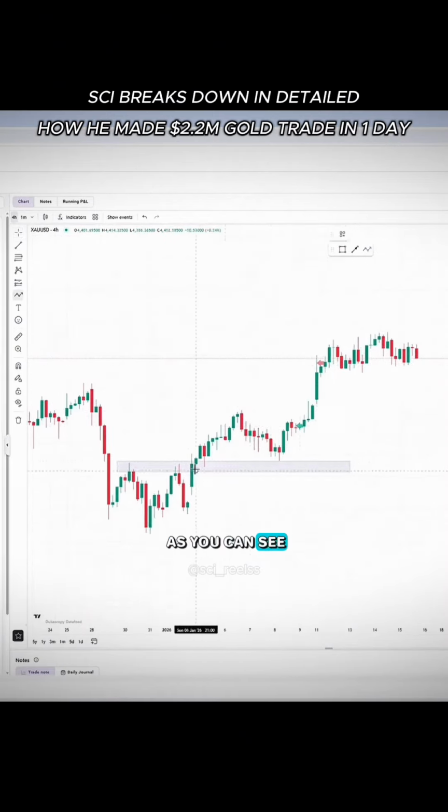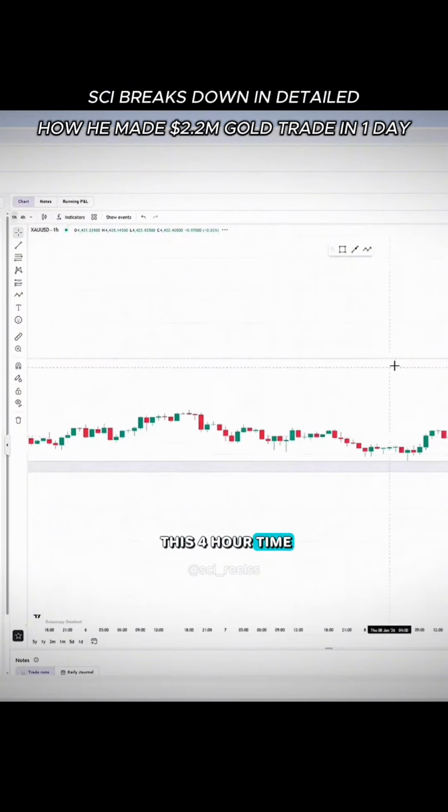So in this case, as you can see, we have a high, higher low. So now we're looking for price to create another higher high since it already showed us it doesn't want to go any lower. What we're going to do from here is go from this 4-hour time frame to the 1-hour time frame.